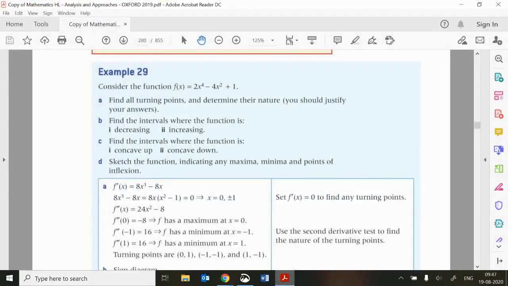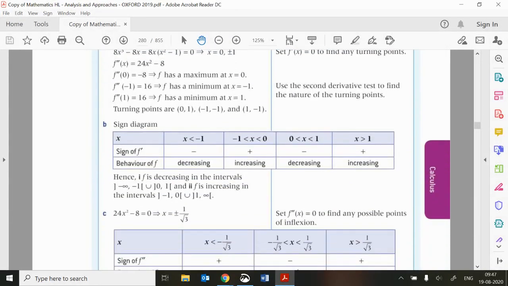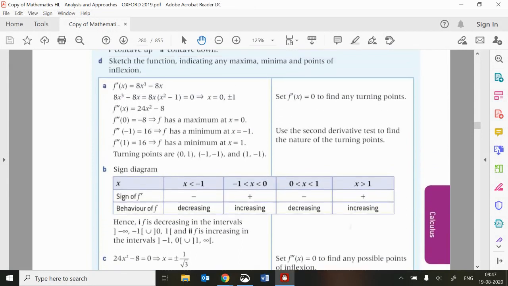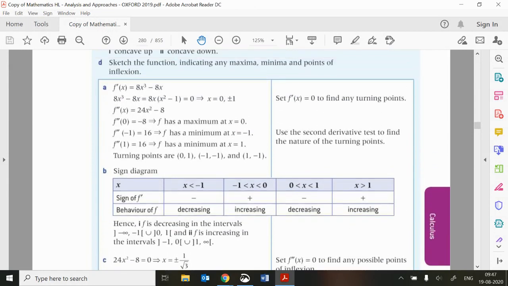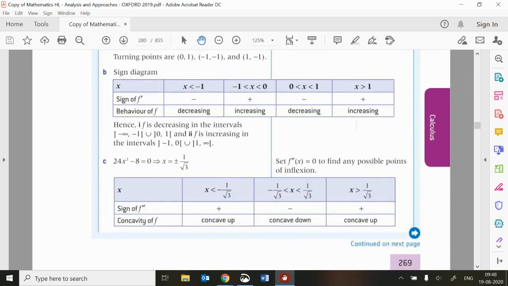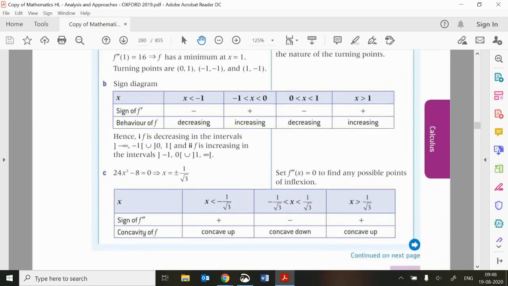Okay, let's just check out how the book does that one. Yep, thought so. It's got a sign table here, and it's talking about what's happening to f dash of x. That's what we care about for increasing or decreasing functions. Now, I think they're going to come up with another sign table later, and they're going to look at the sign change for f dash dash of x. And that will then tell us about the concavity of the function at certain points.